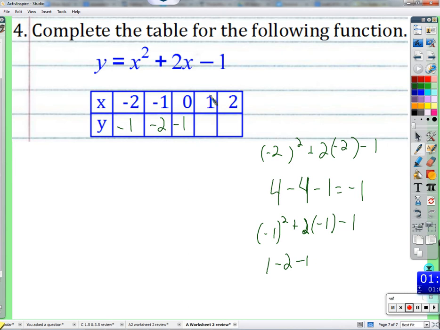A positive 1 is easy, because that just makes this 1. That's 1 times 2, that's 2. So 1 plus 2 is 3, minus 1 is 2. One more, positive 2. That's 2 squared plus 2 times 2 minus 1. 4 plus 4, minus 1, 7.